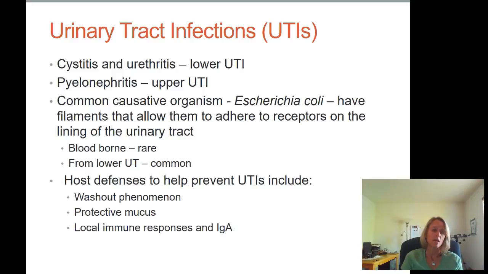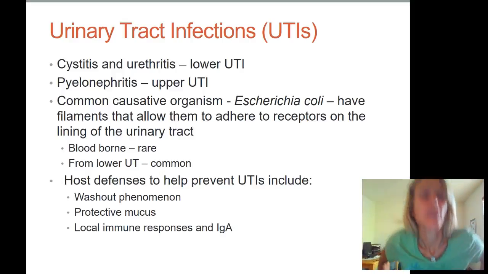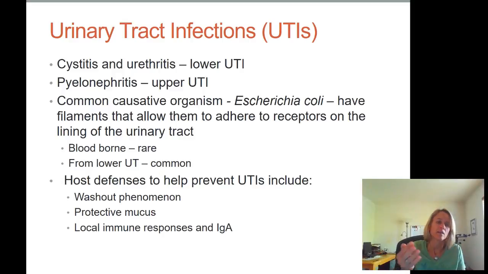Now, a blood-borne cause of urinary tract infection is rare, but possible. Most often, the urinary tract infection comes from the lower urinary tract infection. So there's E. coli in feces, and there can be contamination, and that can get into the urethra and ascend the urinary tract.